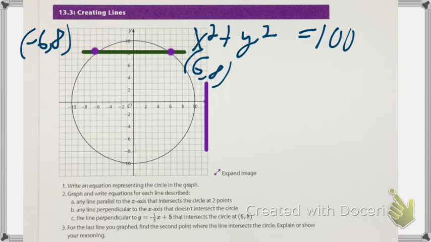And then it says, draw the line perpendicular to y equals 1/3 x plus 5 and intersects the circle at 6, 8. Wow, that's a pretty tall order. So let's take the tall order and let's graph it. First of all, we need to actually figure out what's going on here. Perpendicular. That means that right there, there's a slope of -1/3.